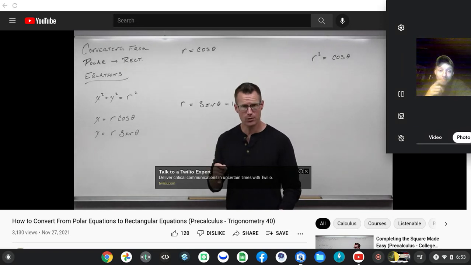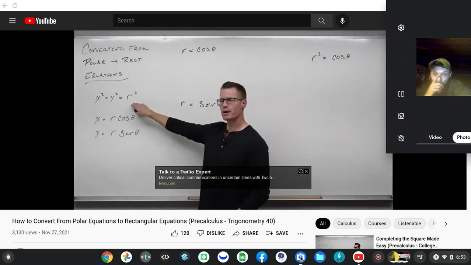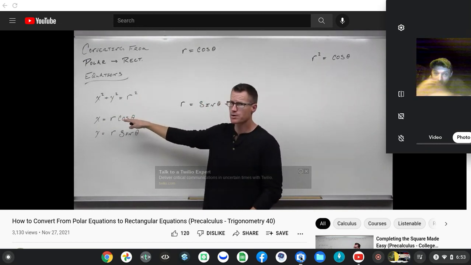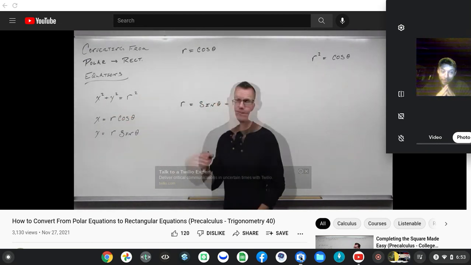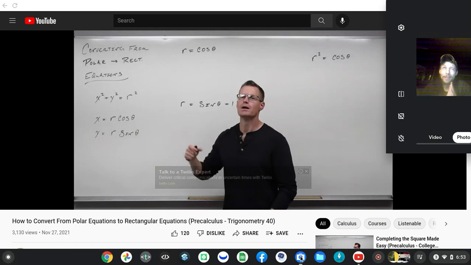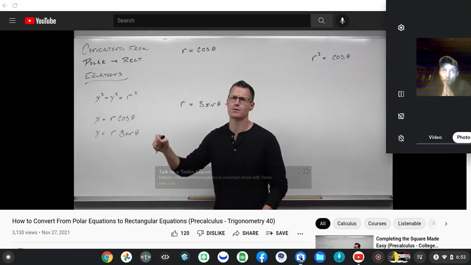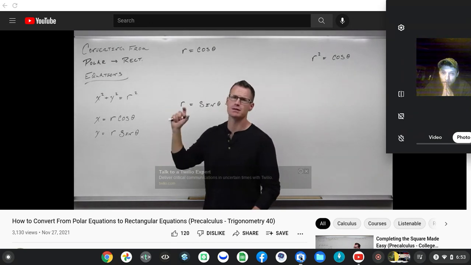Whenever we see r squared, we can replace that with x squared plus y squared, or r cosine theta with x, r sine theta with y. That's really the three things that we can do to replace polar coordinates with rectangular coordinates. We're just replacing the pieces individually.